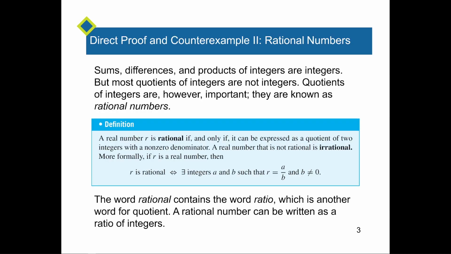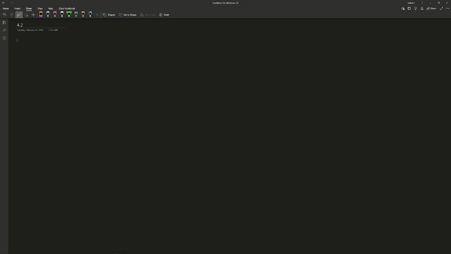Okay, so let me just pull up my notebook here. Let's just remember what we had from the last day, which is direct proofs. Let's remember what we had before we move forward.